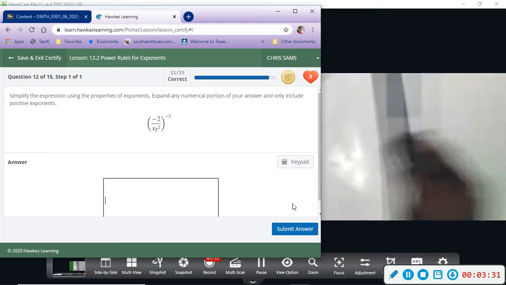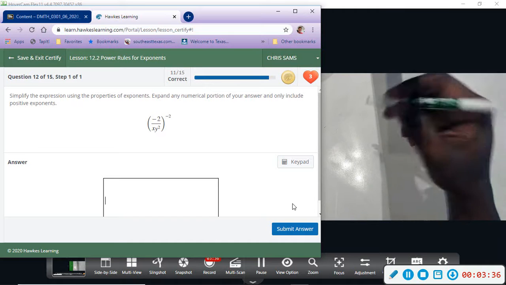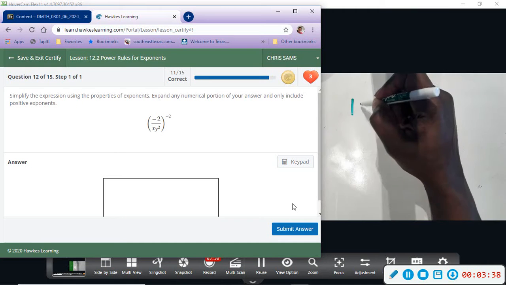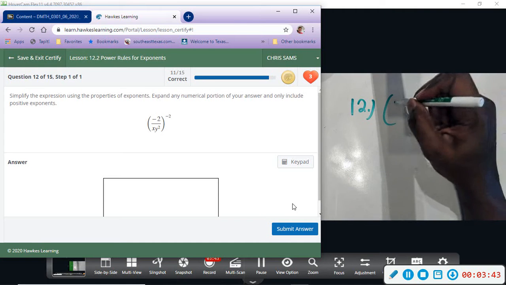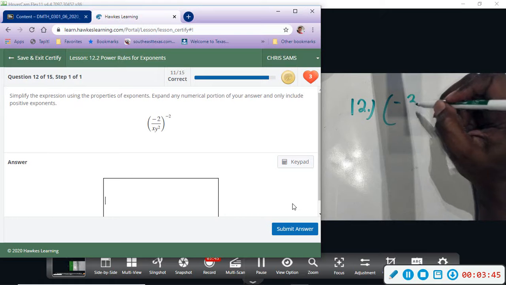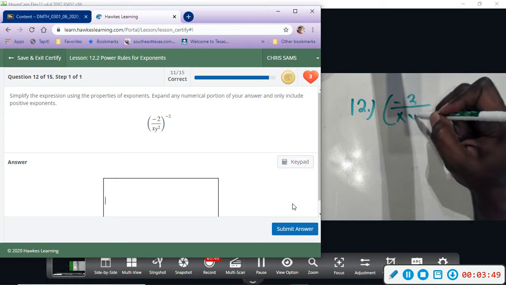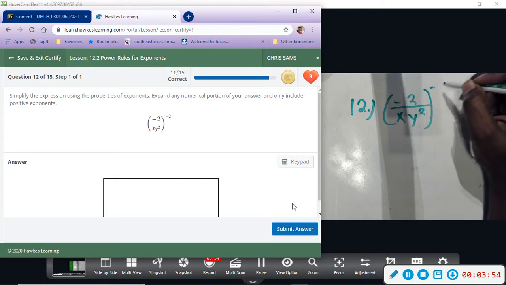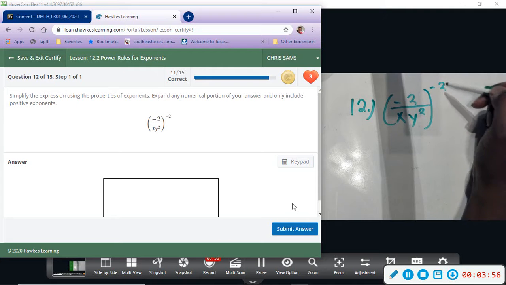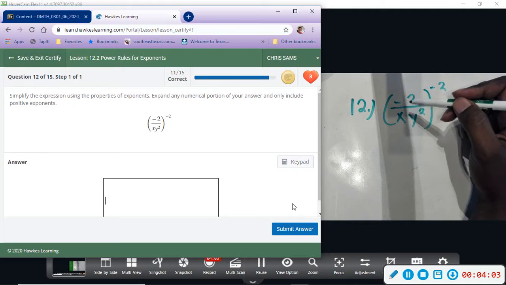Okay, number 12, a similar problem. It's going to multiply all of them. So I'm going to show you another way to work this out. We have a -2, and then we have x, y squared. Okay, and we have a -2 exponent. Alright, so if you have a negative exponent, you can go ahead and apply everything with a negative exponent and then move them up or down.